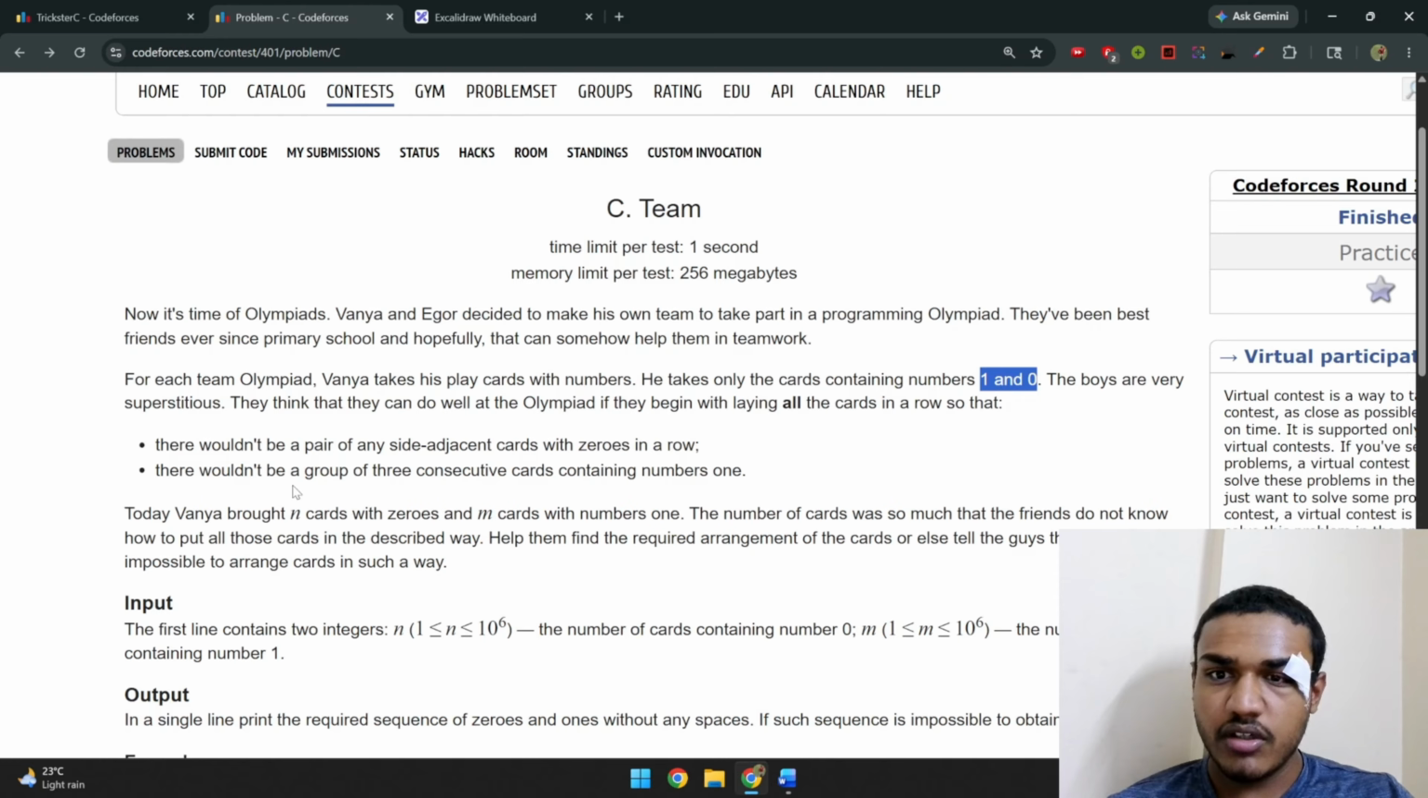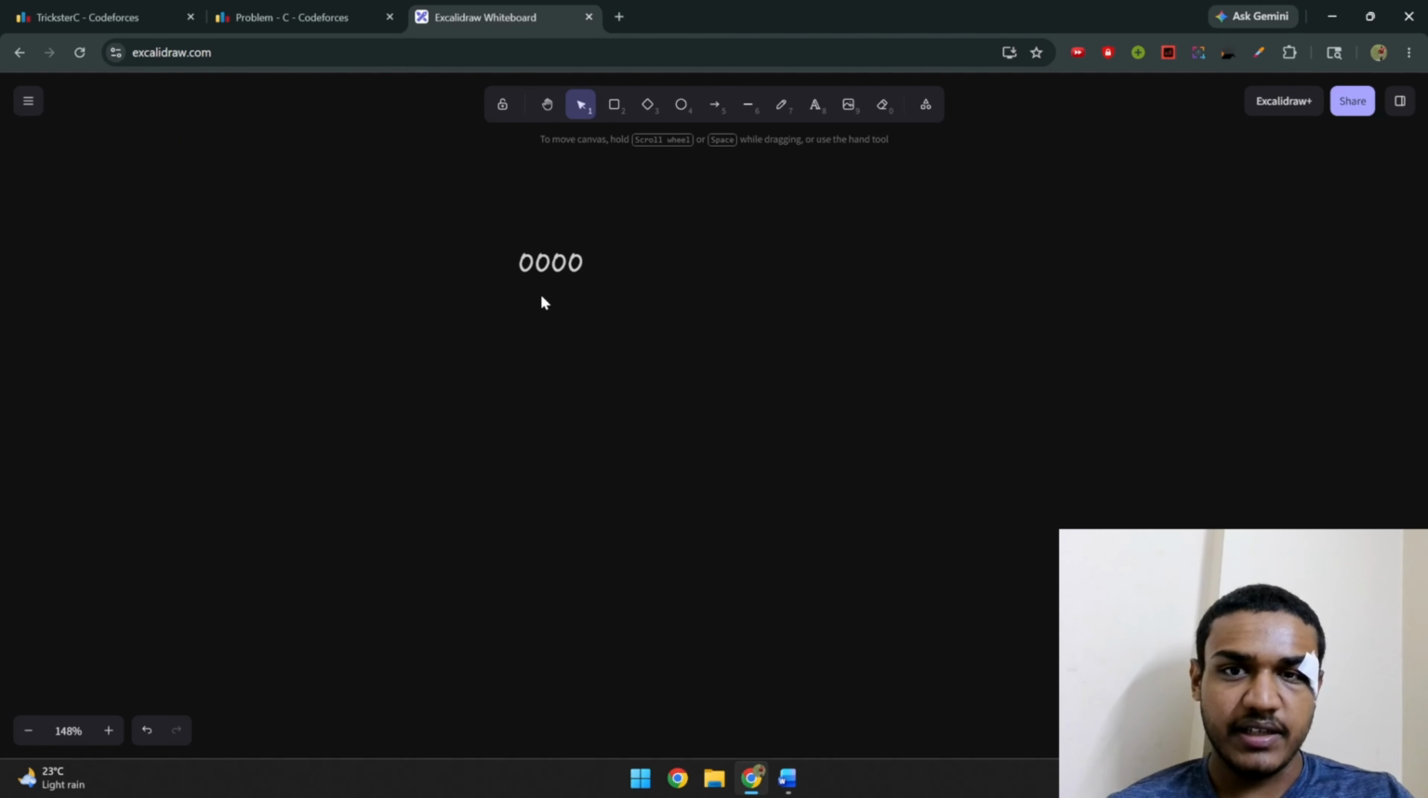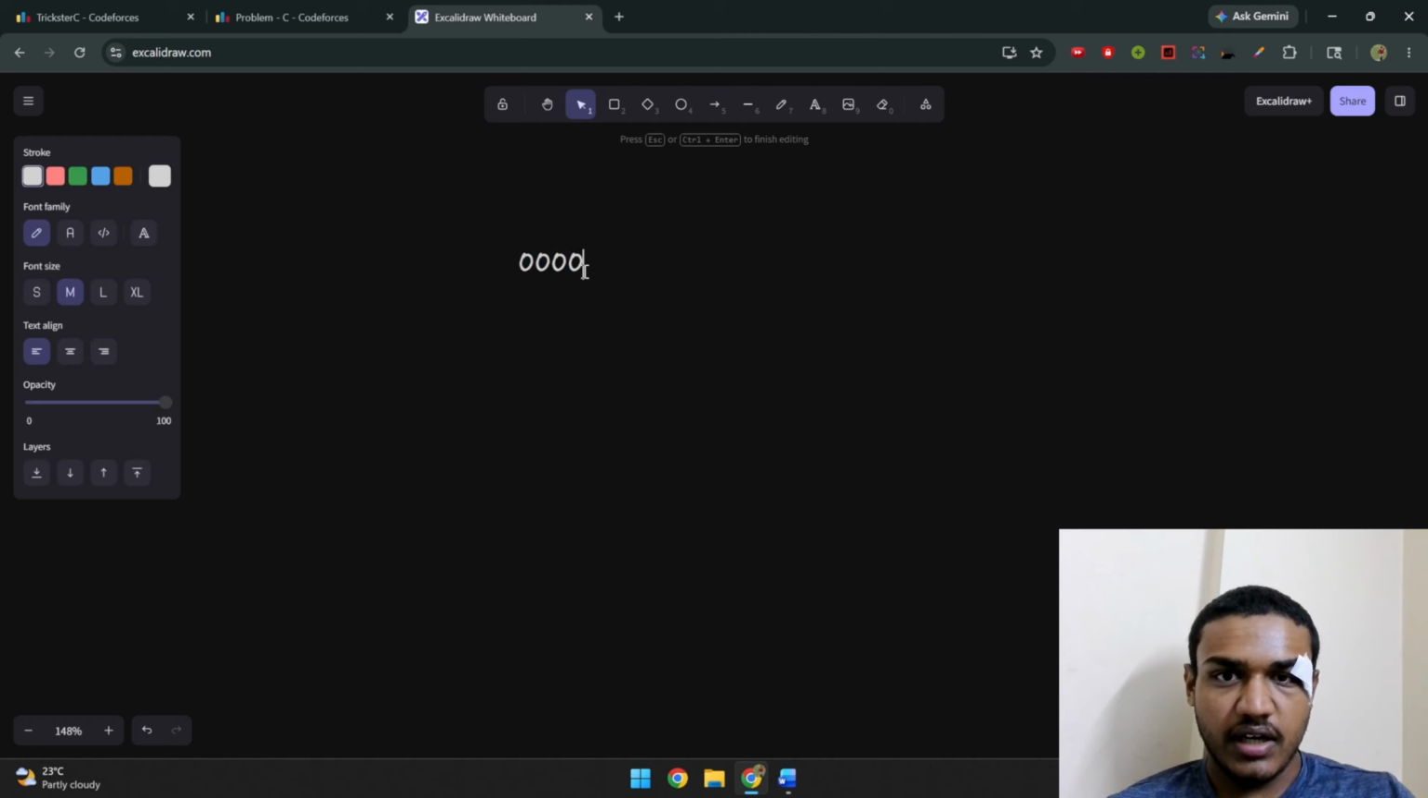Secondly, there wouldn't be a group of three consecutive cards containing the number one. So their second condition is that you can't have three ones together. 1 1 1 is false. So you can have either two ones or you can have one, which is valid.